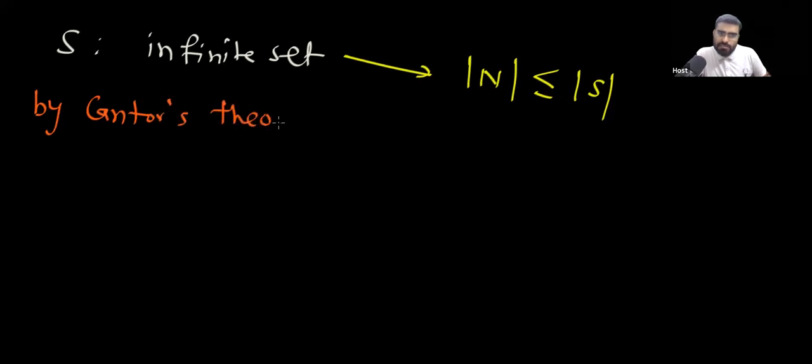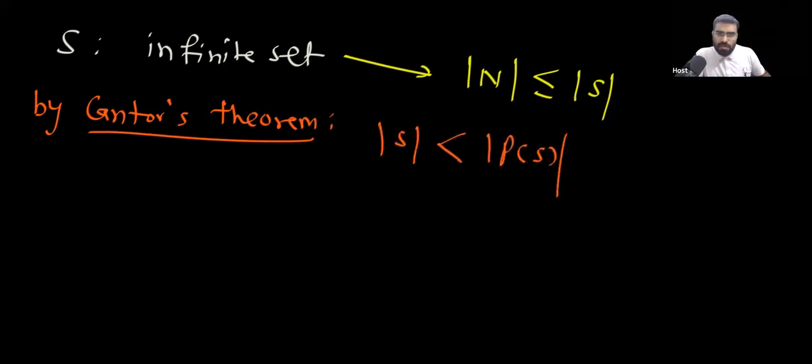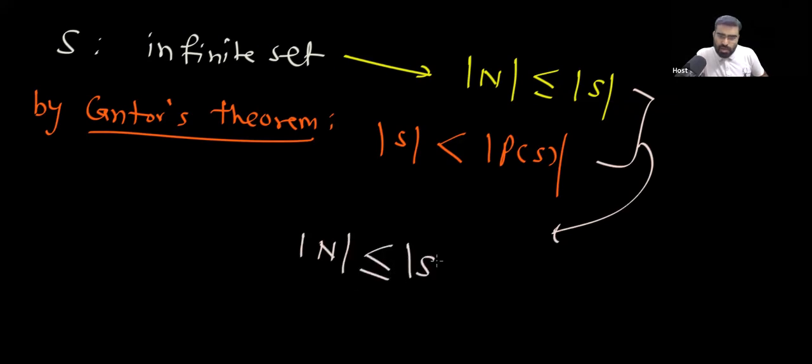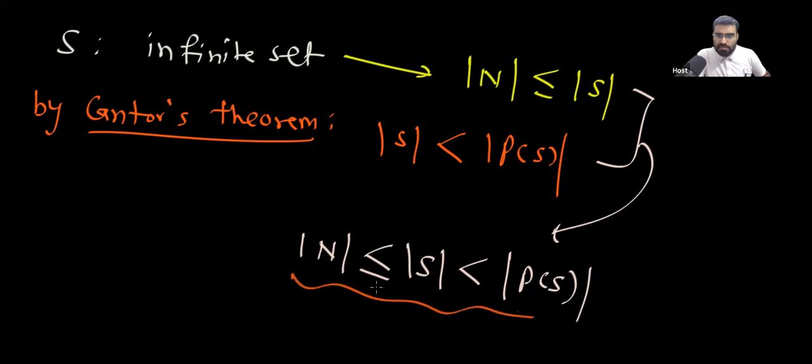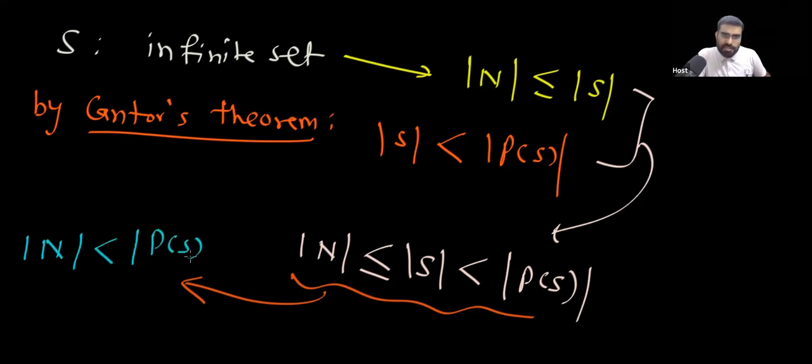What does Cantor's theorem say? By Cantor's theorem, I can say cardinality of S is strictly less than cardinality of PS. So finally, from these two equations, I can say cardinality of N is less than or equal to cardinality of S, and that is strictly less than cardinality of PS. And from this, I can say cardinality of N is strictly less than cardinality of PS.